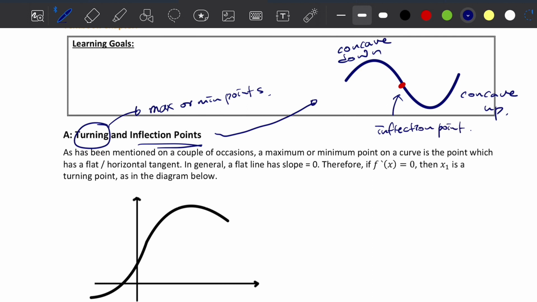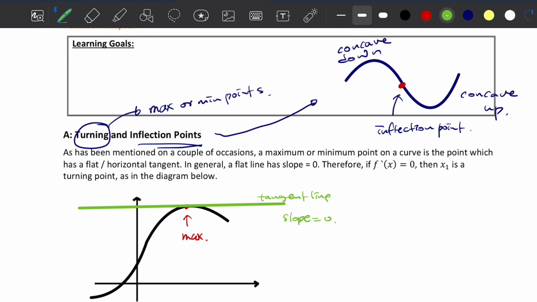As has been mentioned on a couple of occasions, a maximum or minimum point on the curve is the point which has a flat horizontal tangent. So in general, if we say there is a maximum point with this graph here, this is our maximum, and this point can meet the tangent line that has the slope of zero. So this is the tangent line with the slope equal to 0.